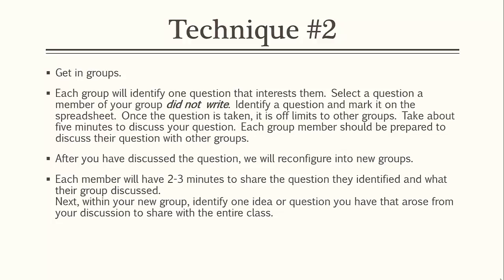So they get in groups, and this time I said, pick a question that interests you, but it has to be something that a member of your group did not write. And I really just do that just to sort of break it up, right? To sort of force them to look at other questions that other people wrote, okay? Identify a question, mark it on the spreadsheet, and once it's taken, it's off limits to other groups, okay? So if group 2 claims question 4, that's it. Question 4 is off limits.